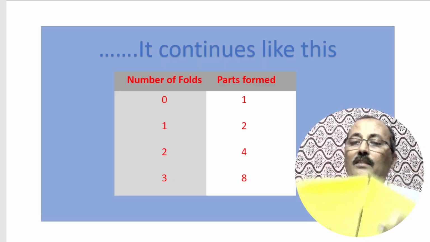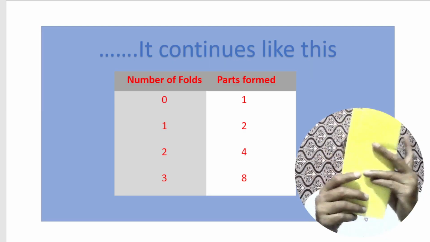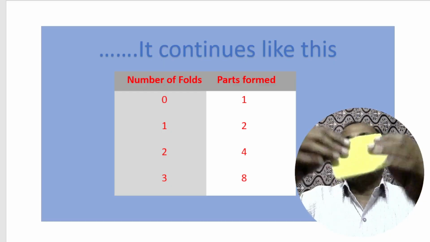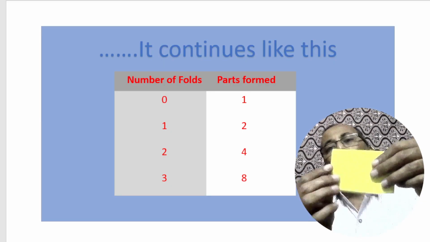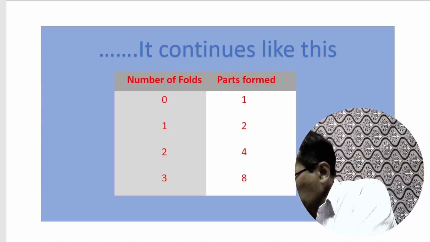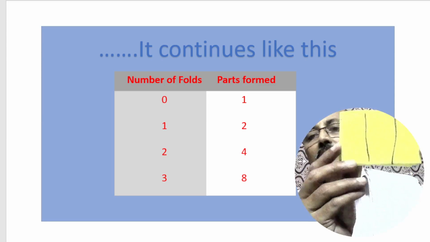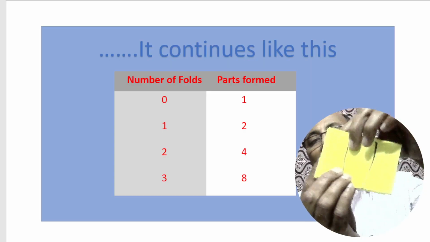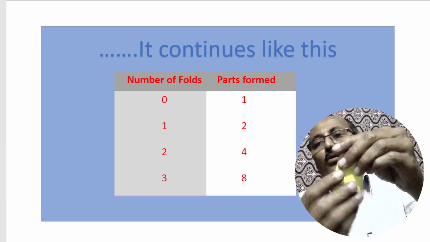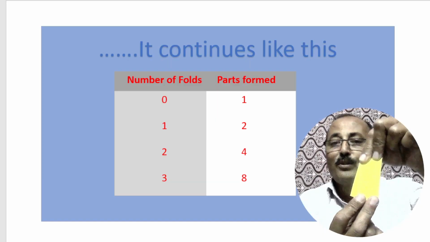Now, first one fold I made. That means one time I am folding into 3 parts. Again I am folding one time into 3 parts. Again, if I want to fold here, in these 2 lines I have to fold it like this. If I fold like this in the 2, how many will you be getting? You will be surprised.